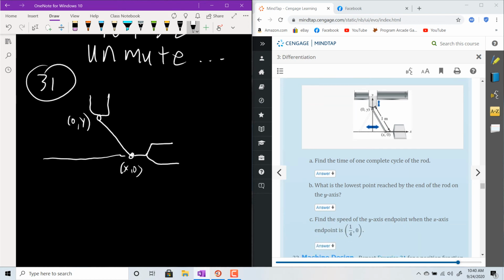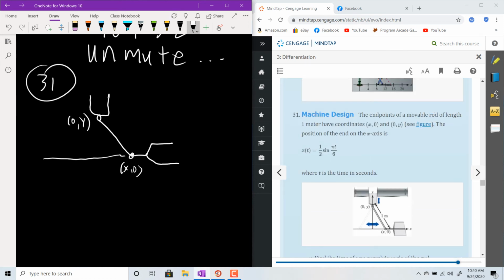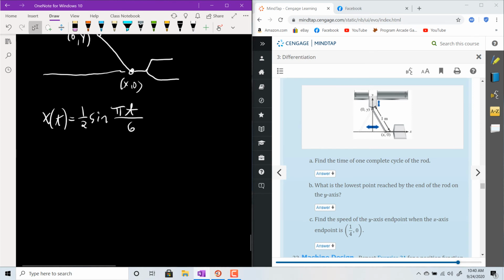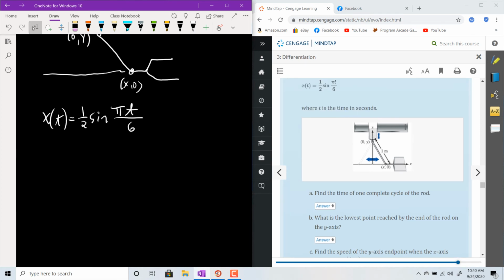The position of the piston on the x-axis, so to speak, is given by a formula: x of t equals 1/2 sine of pi t over 6. t is in seconds. And what do we want to do? Find the time for one complete cycle of the rod. You could just easily find the period of this formula, and that'll do it.